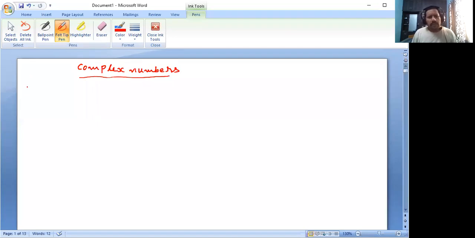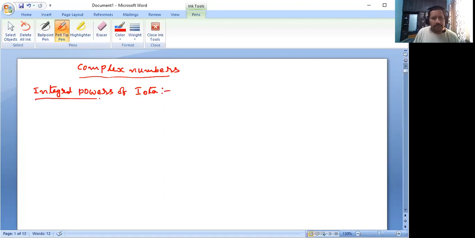First, before going to complex numbers, we have to discuss integral powers of iota, i.